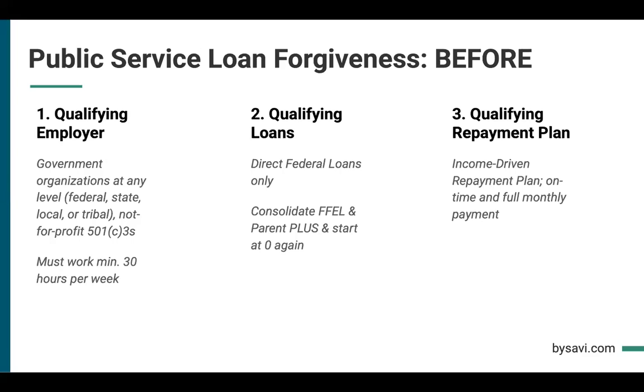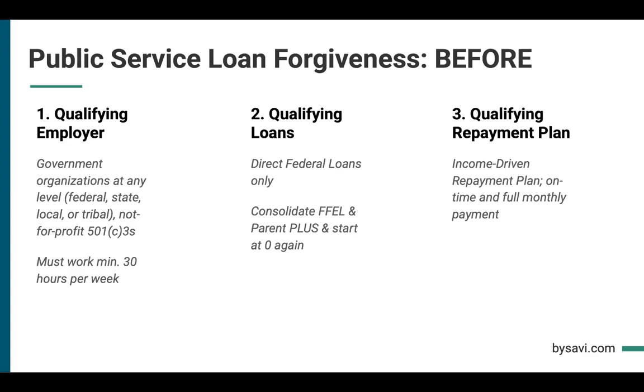So number 1, your qualifying employer. So you must work for any government organization at any level, federal, state, local, or tribal, or any nonprofit 501c3. The only stipulation here is that you must work a minimum of 30 hours or more a week. Now, let's say you work part-time for one qualifying employer, let's say a hospital, and part-time at another hospital that's also a qualifying employer. So long as both employers are considered qualifying employers, so long as combined you're working 30 hours or more a week, you can be eligible for public service loan forgiveness.